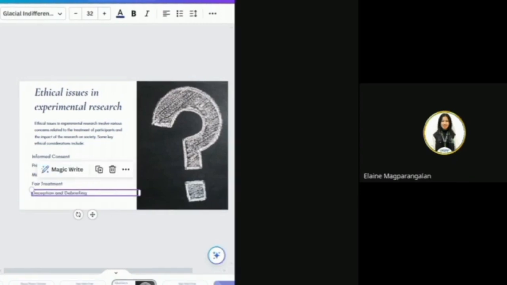Now, deception should be minimized and participants should be debriefed afterward to ensure they understand the true nature of the research. And the next one is we have the debriefing. After the study, provide participants with information about the purpose of the research and address any questions or concerns they might have. And of course, in the debriefing, the researchers should respect the participants as well, treat them equally, and treat the participant with respect and dignity throughout the study process.